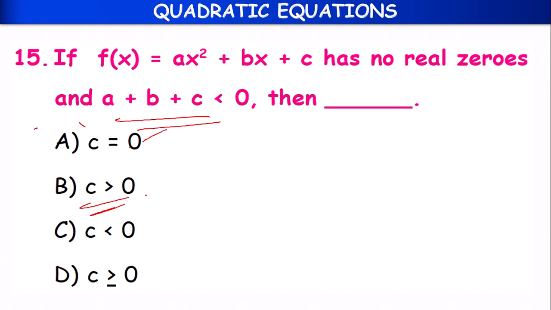So option A is wrong, option B is wrong. Equal to 0 wrong, greater than 0 wrong, greater than or equal to also will become wrong. So we are left with only one option, that is C less than 0. In this condition, the equation will have no real zeros.